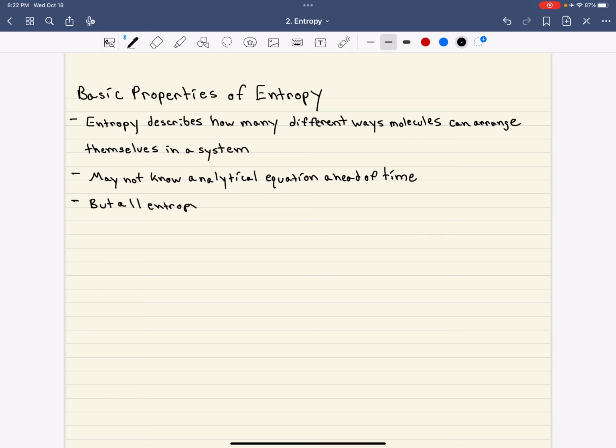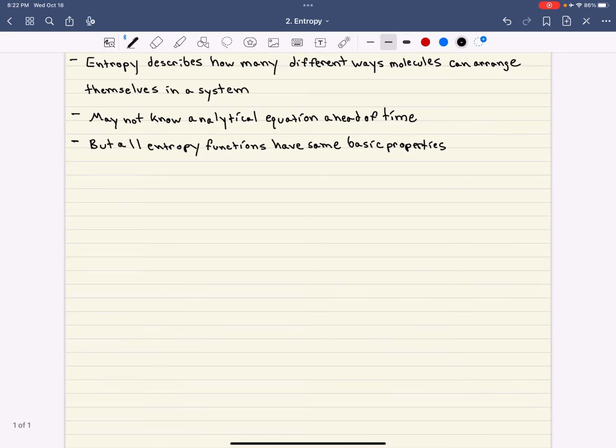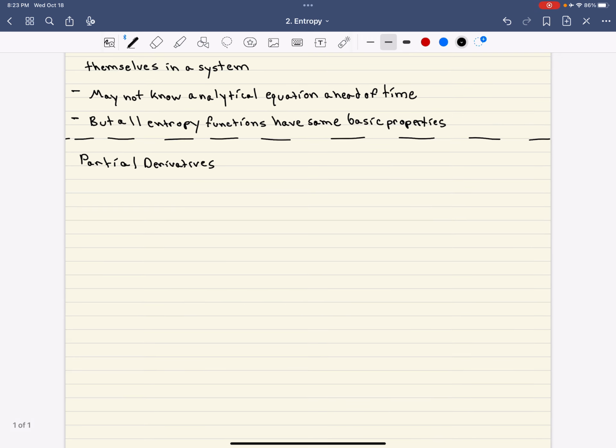So all entropy functions have the same basic properties. And so when it comes to describing entropy, if we have some sort of function, if we take the partial derivative of entropy, these partial derivatives should all be valid.